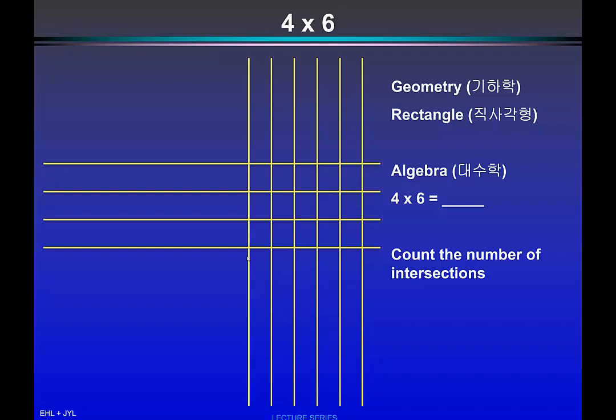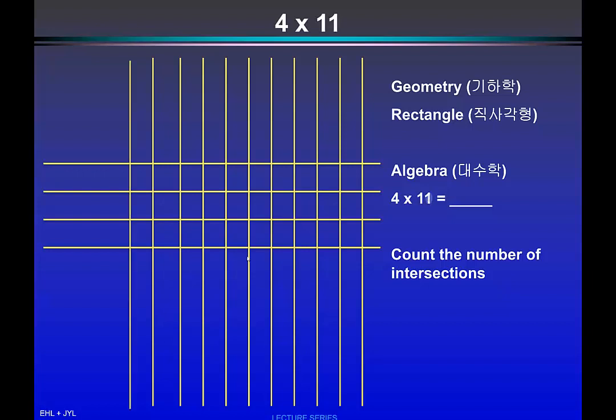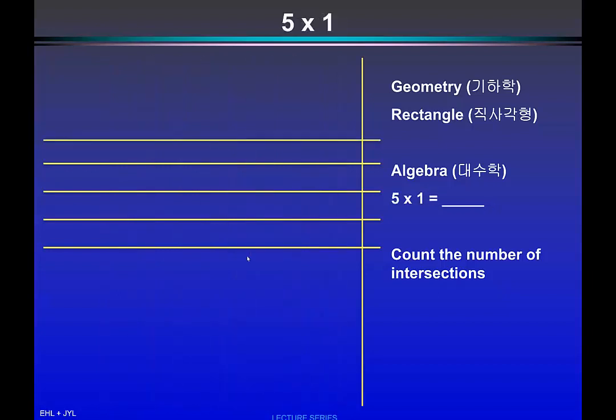4 times 6, you have 24 intersections. 4 times 7 is 28. 4 times 8 is 32. 4 times 9 is 36. 4 times 10 is 40. 4 times 11 is 44. And 4 times 12 is 48.